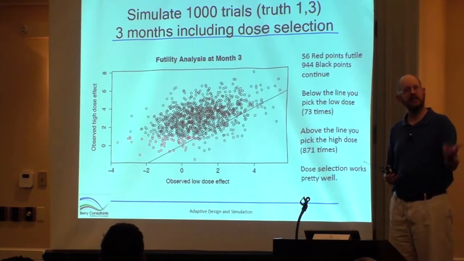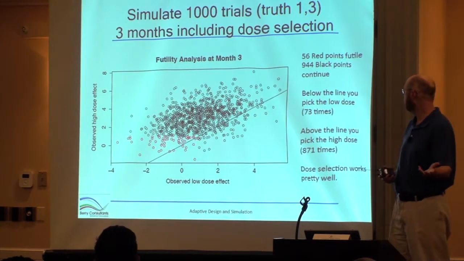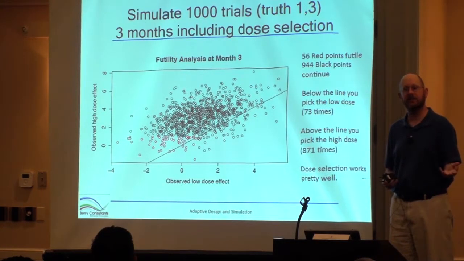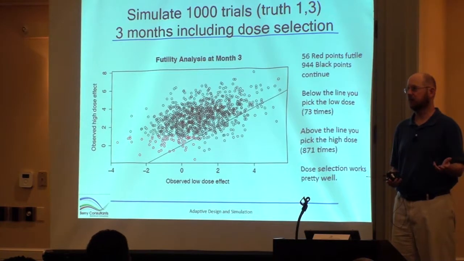So through simulation, I've answered a lot of questions. How many are futile? 56. How many pick the low dose? 73. How many pick the high dose? 871. I've got all those percentages, and I haven't had to do any math. And I haven't looked at Google.